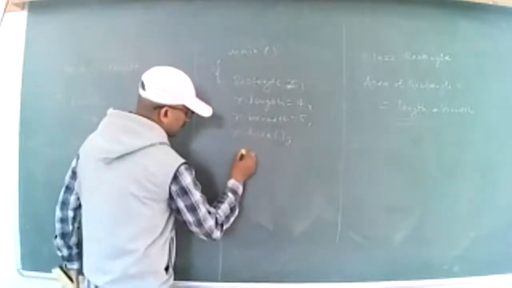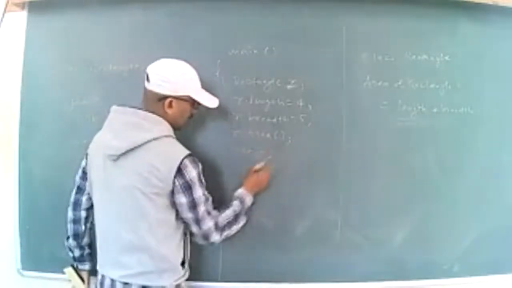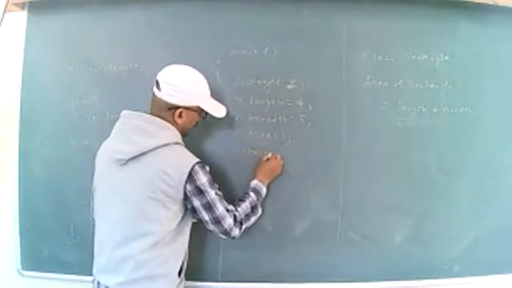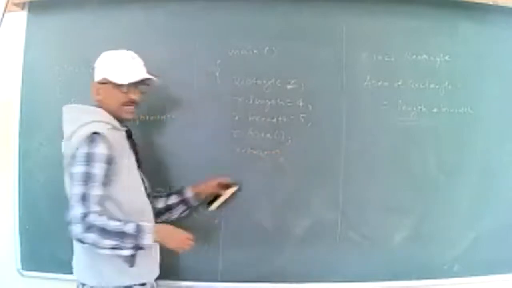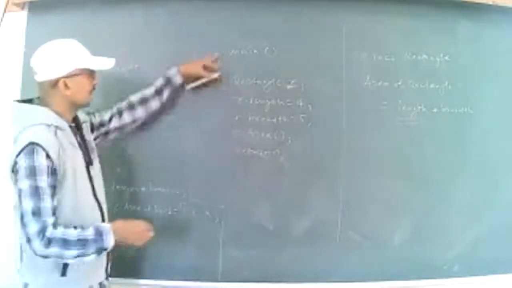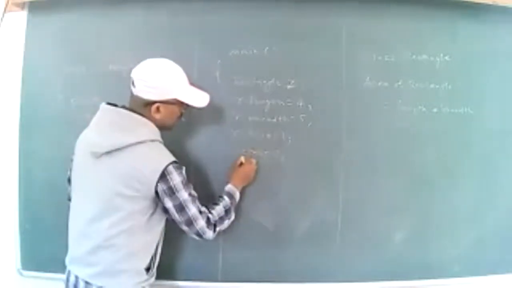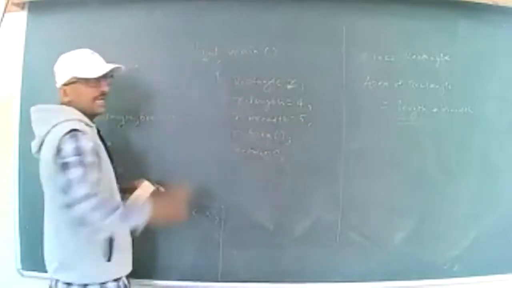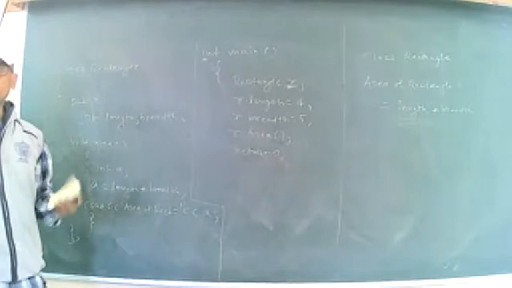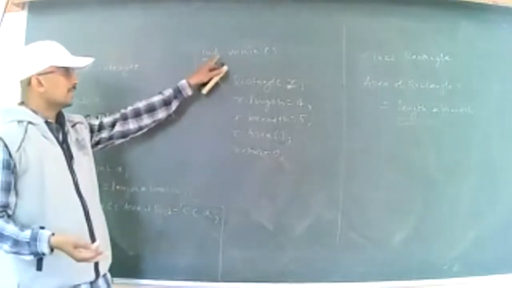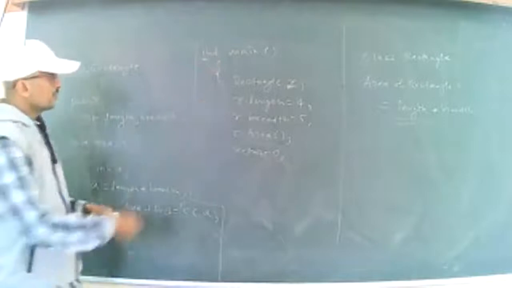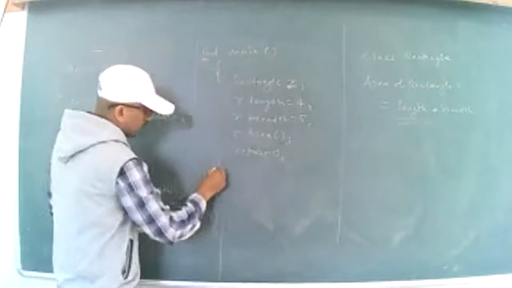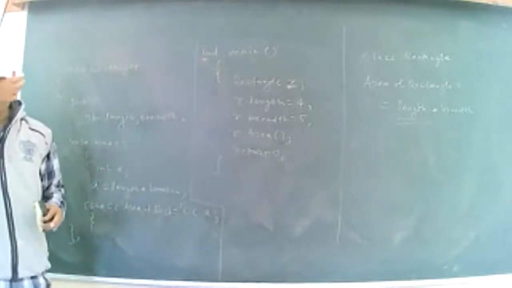So R.area, then return 0. I am going to return the value, return 0. If you observe, since you are going to return a value here, the return type of the main function should be integer. What kind of information are you going to return? That is the integer data type. So you can also have return 0 as an integer. You can close these braces.